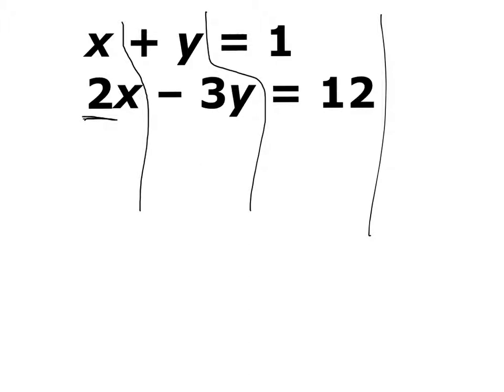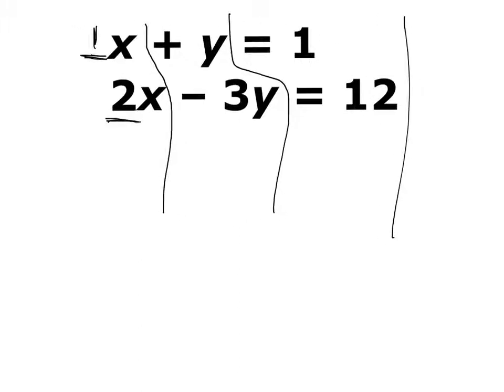Okay, so I have a 2 and I have a 1 right now. So I want them both to be a 2, but I want one to be a negative 2. Looking at the top equation, what could I multiply 1 by to get negative 2? Well, if you multiply 1 by negative 2, that would equal negative 2. So I'm going to multiply this entire row by negative 2. So let's look at that.